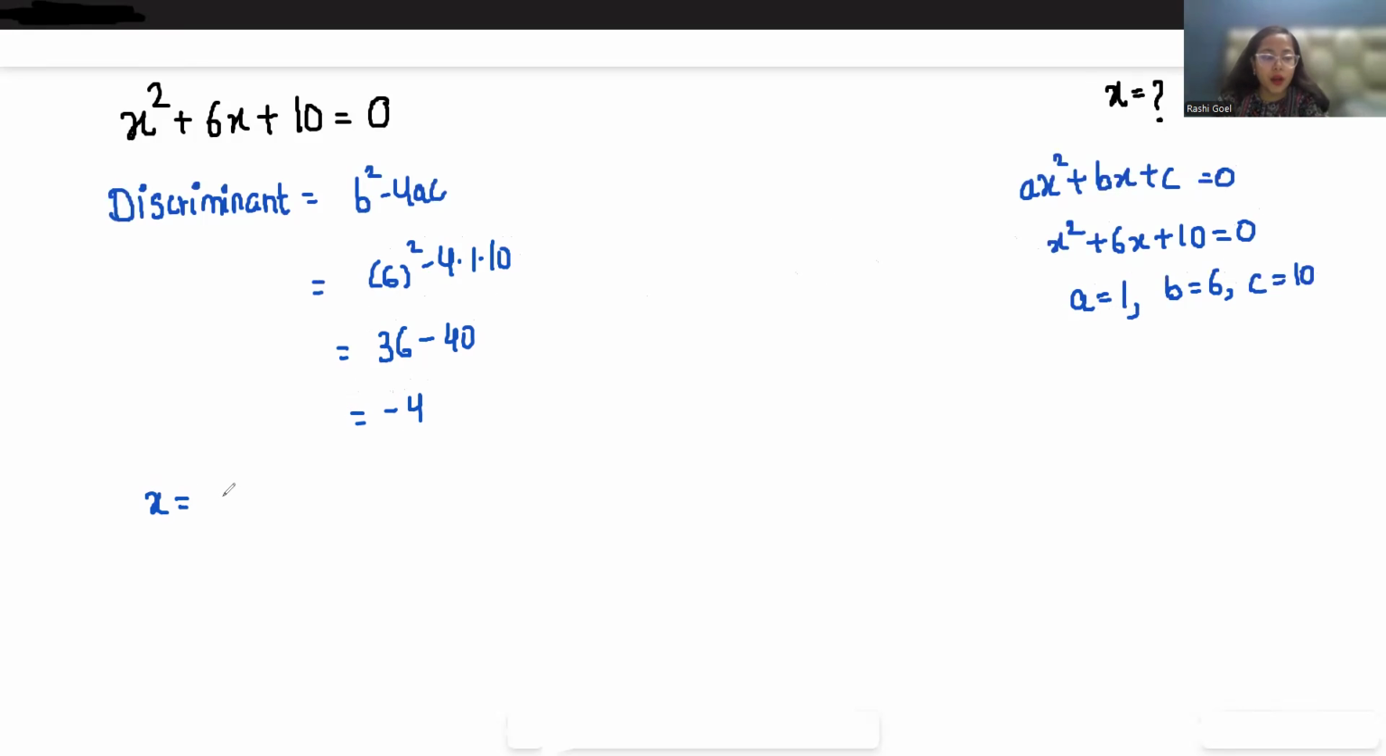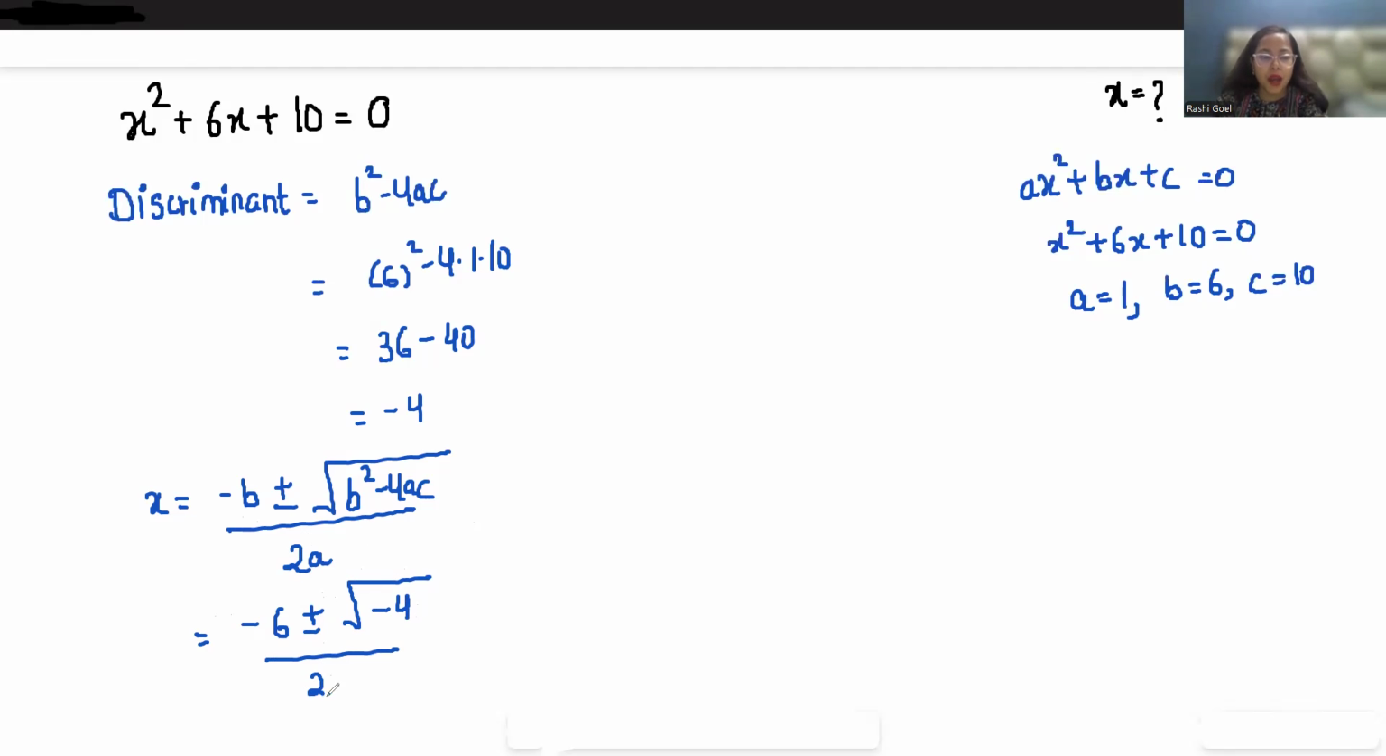So the quadratic formula is minus b plus minus under root b square minus 4ac, that is our discriminant, by 2a. So minus 6 plus minus under root, we can directly put the value of discriminant, minus 4, by 2 times 1. So x is equal to minus 6 plus minus root 4 times root minus 1, we can write, by 2.